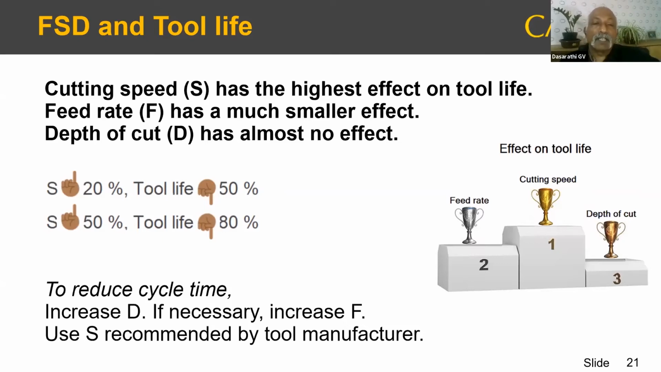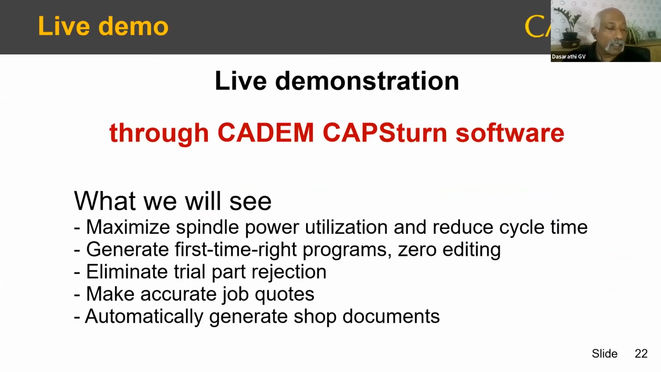That is why. Feed rate has a smaller effect. But feed rate you can't touch because you have a problem. Like in finishing, I can't increase the feed rate to reduce the cycle time because my surface finish will go down. And feed rate also decides your chip breaker, based on what chip breaker geometry there is. So feed rate has a smaller effect. Depth of cut has almost no effect on the tool life. So play around with the depth of cut. That is the rule, right? Do not touch the cutting speed. Try not to touch the feed rate. So these are our little rules.